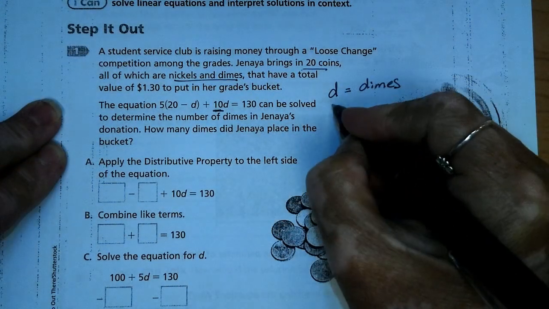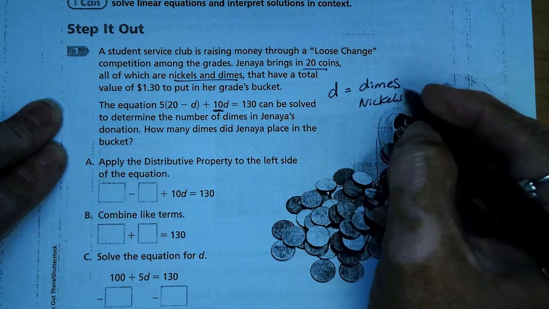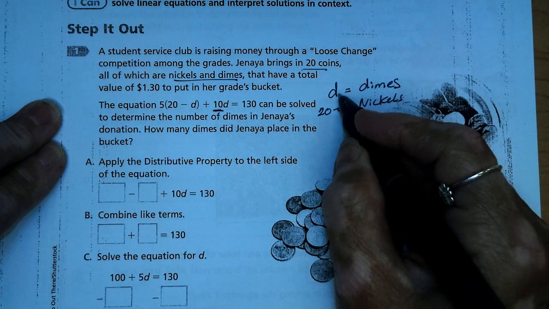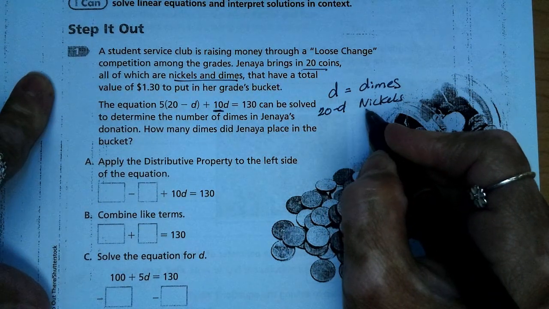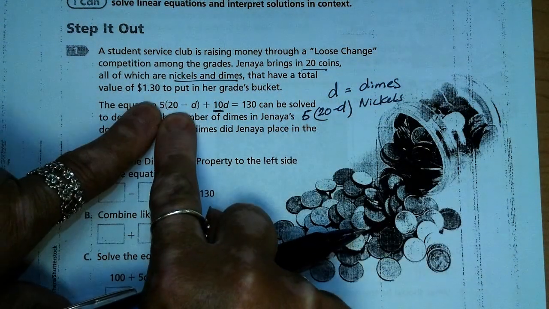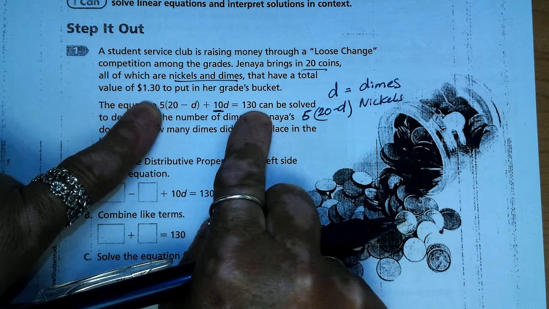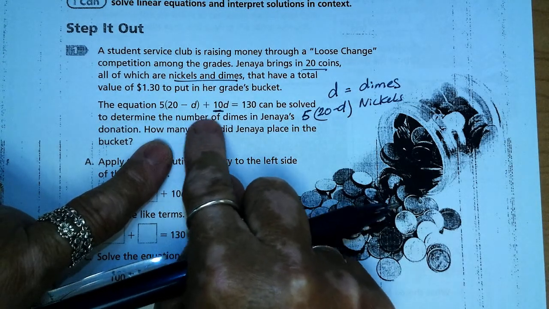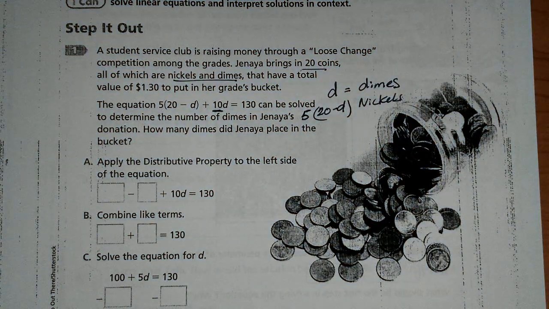And then we're going to let nickels be 20 minus D, because however many dimes, if we subtract it from the total 20 coins, that gives us nickels. And then we have to multiply that times the value. So that's how they ended up with this equation. I just wanted you to know. And then we knew that it's $1.30. As you can see, they've already multiplied by 10 to get rid of all of our decimals.